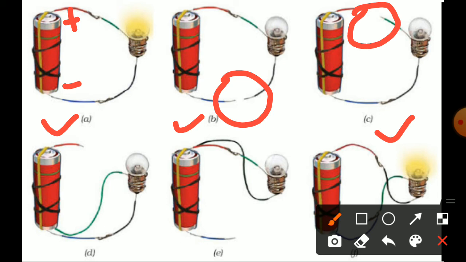In arrangement D, both the wires are connected to the negative terminal of the cell. That's why the circuit is incomplete and the bulb will not glow. In arrangement E, again both the wires are connected to the positive terminal of the cell. That's why the circuit is incomplete and the bulb will not glow.